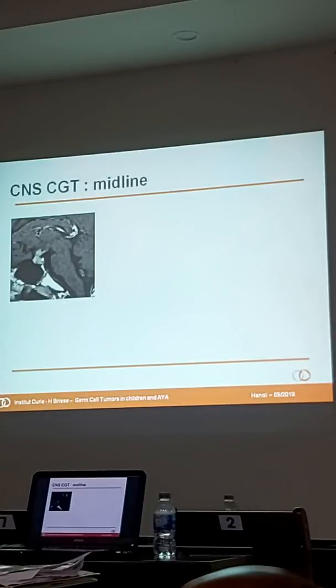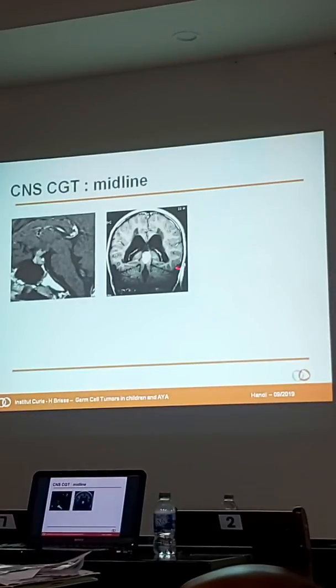And finally, what about the brain CNS germ cell tumor? They are always located, almost always located on the midline. So one of the possible locations is the pituitary stalk, and it may invade the hypophysis and the third ventricle, and the optic chiasm, and can go around the ventricles, so you can have different degrees of invasion here. The second location, which is very frequent, is the pineal gland.